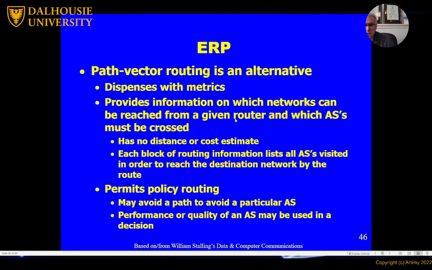But there is an advantage to this, right? So obviously the disadvantage is we are hiding the details. One autonomous system may be too big, another autonomous system may be small. This information is hidden. And also there is no information about the actual bandwidth or the cost or any of that. It will just look at an autonomous system as one block. But the advantage is we can have policy routing.